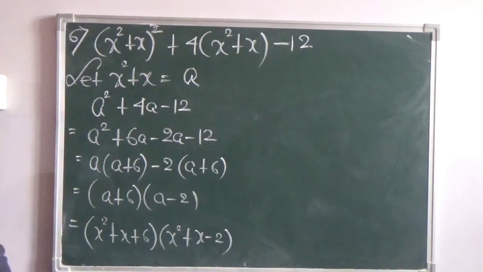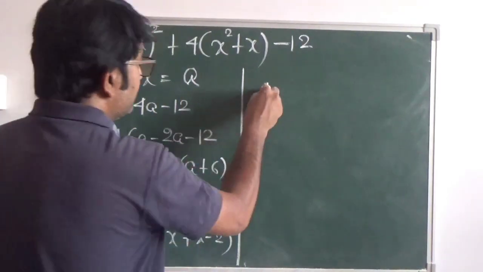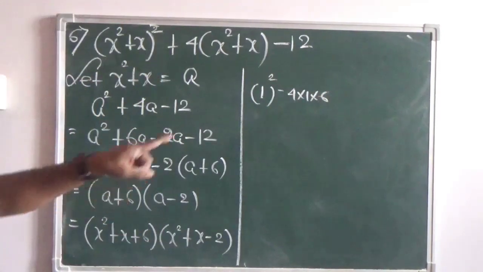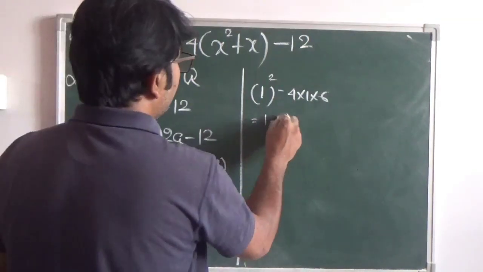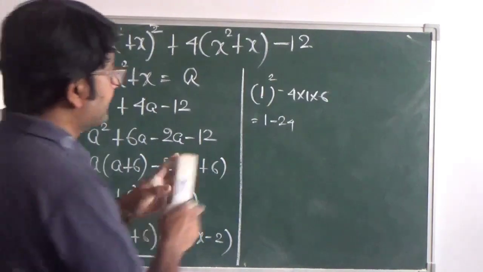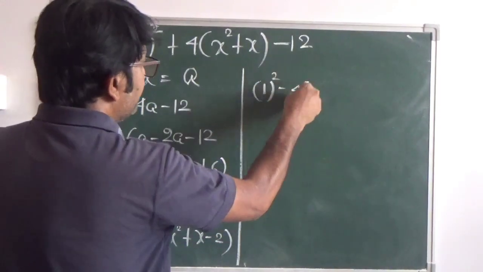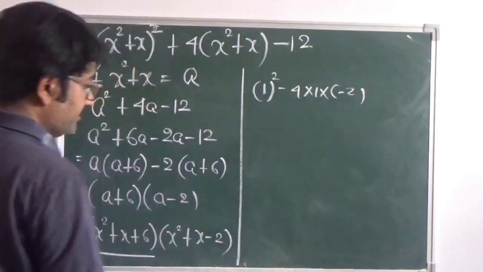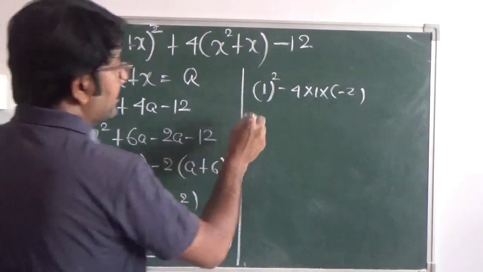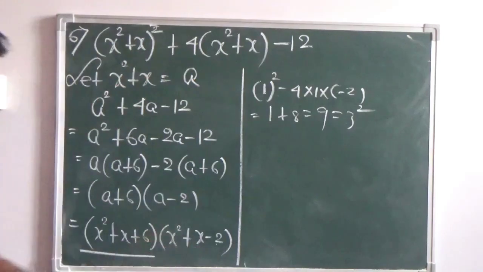X square plus x plus 6. For x square plus x plus 6, b square means 1 square minus 4 into 1 into 6. So here in this case, it is coming negative, 1 minus 24. So in this case, this is not to be factorized, right? Let us still see the second one. B square minus 4ac, that is 1 square minus 4 into 1 into minus 2. It is 1 plus 8 is equal to 9. So it is 3 square. So it can be factorized. Okay.